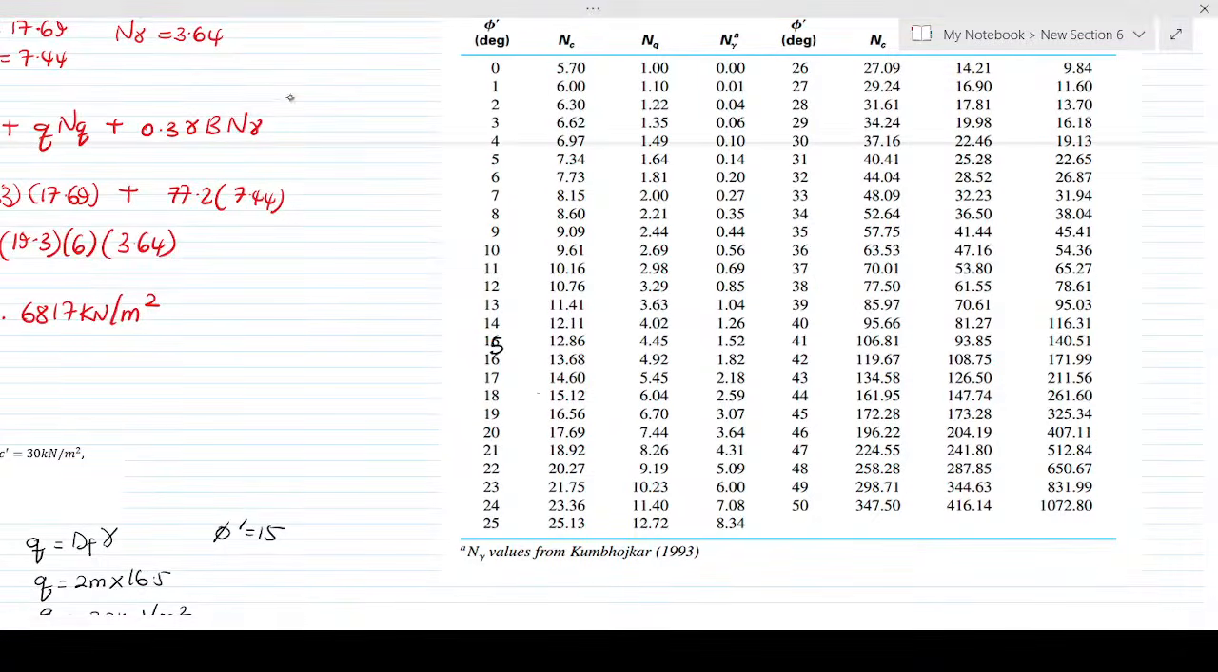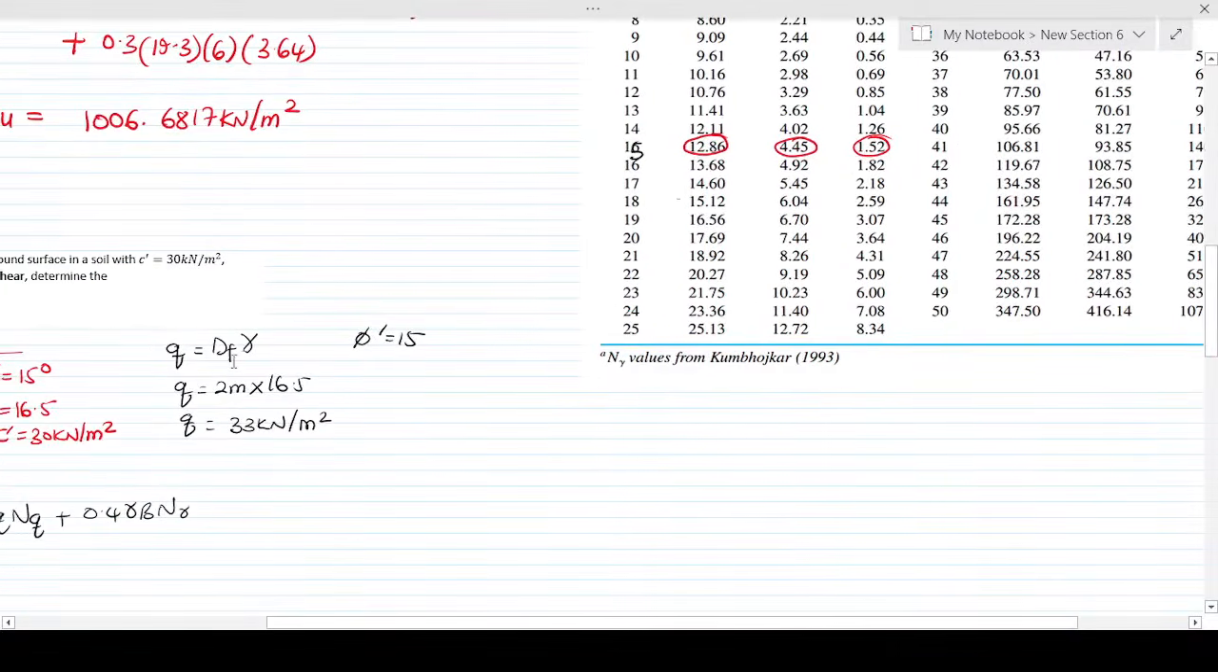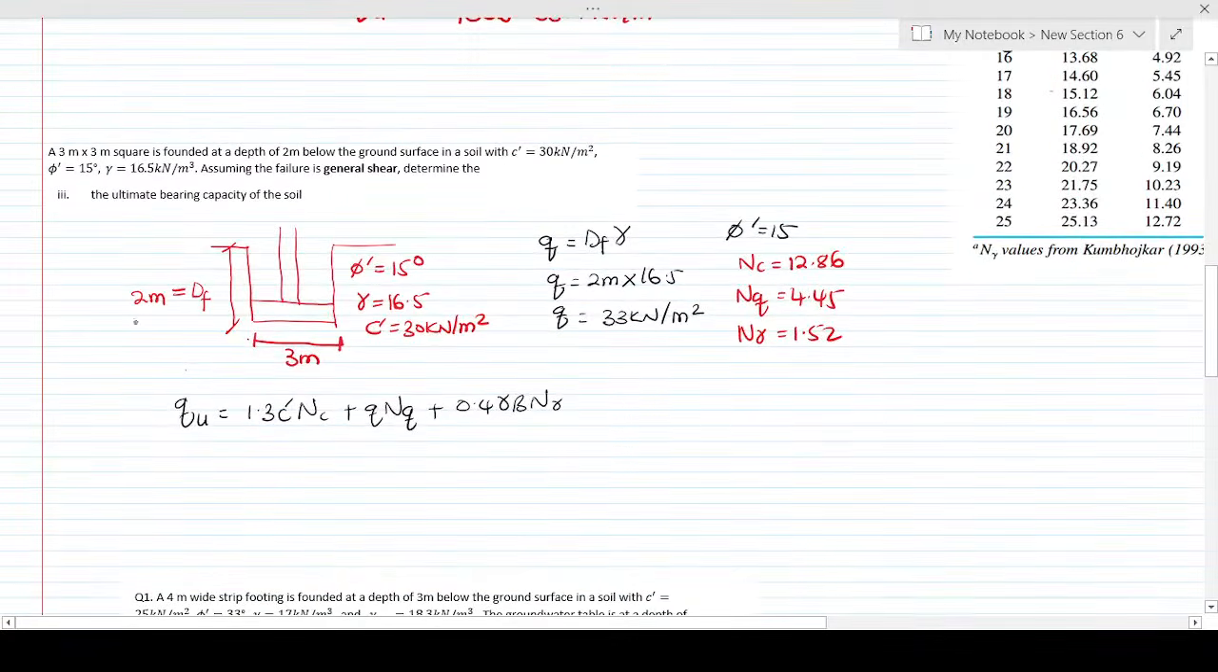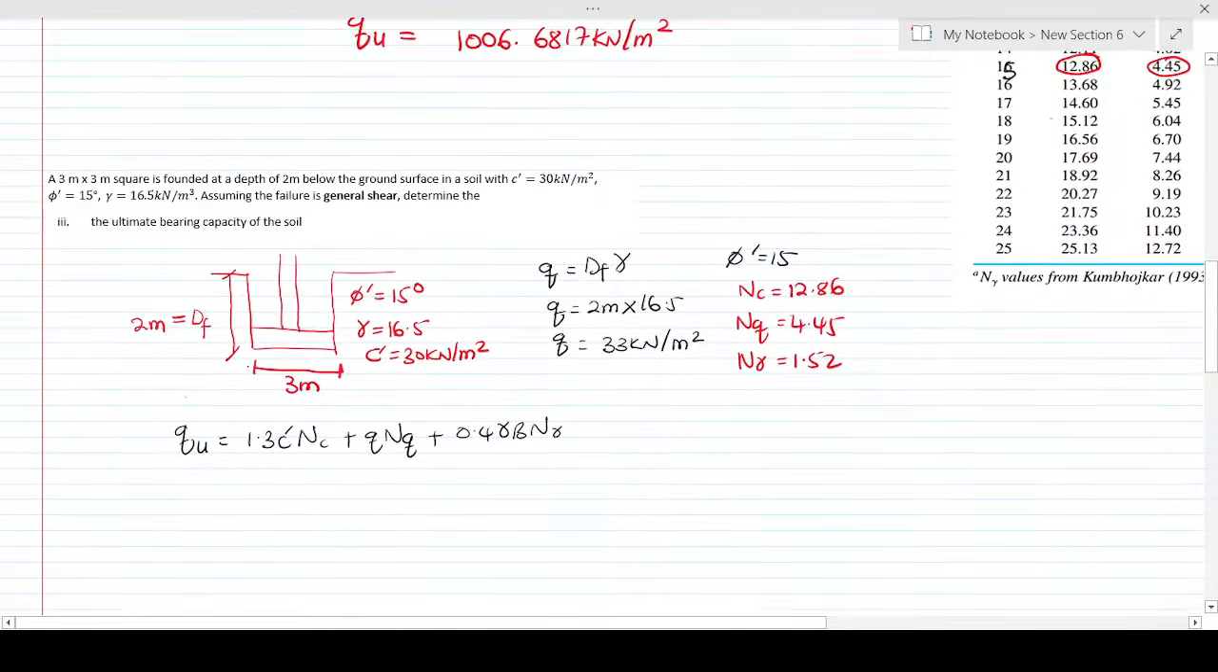So with that, this is the NC, NQ, and N gamma, right? Okay. So in that case, my NC is 12.86, my NQ is 4.45, and my N gamma is 1.52. As simple as that. So let's put it in our equation and solve for this question.